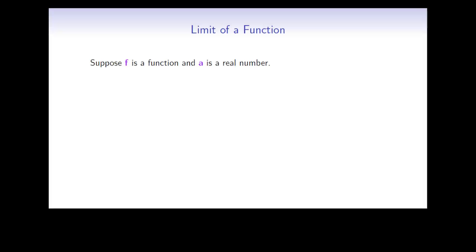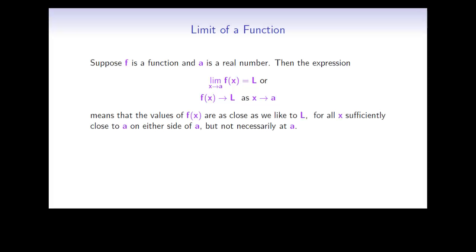Suppose f is a function and a is a real number. The expression the limit of f of x as x goes to a is equal to L, or another way of writing that is f of x approaches L as x approaches a. This means that the values of f of x, in other words the y values, are as close as we like to L for all x sufficiently close to a on either side of a, but not necessarily when x is equal to a.